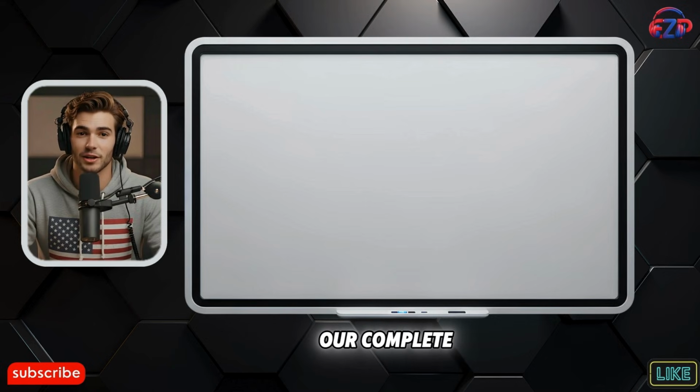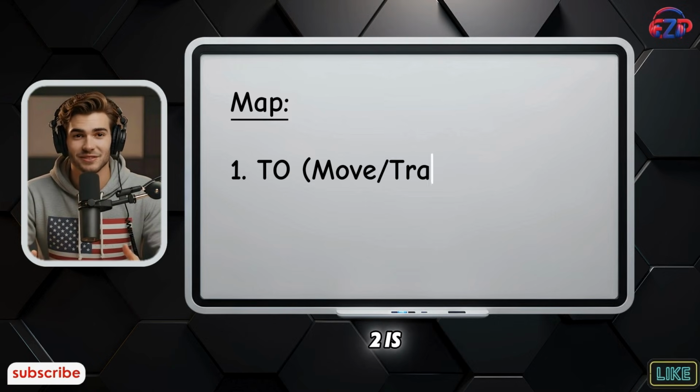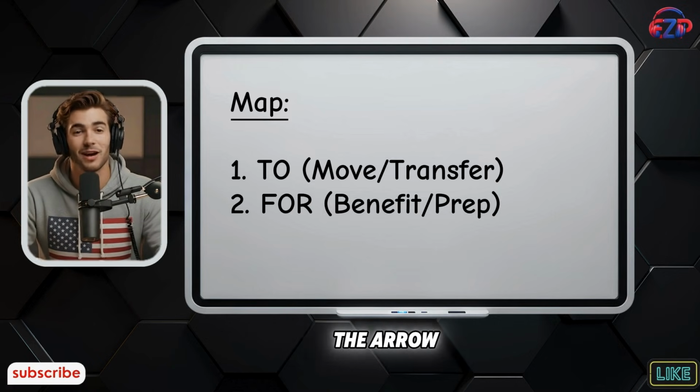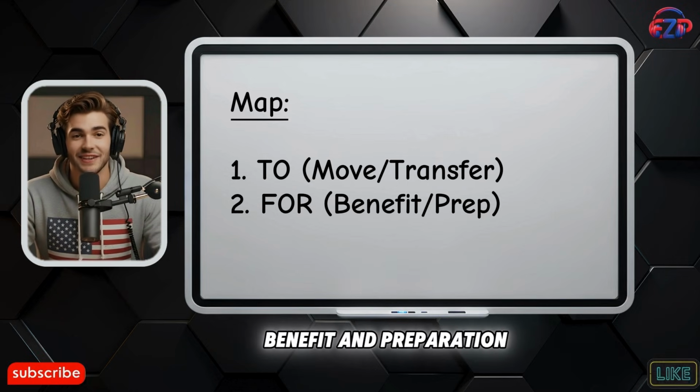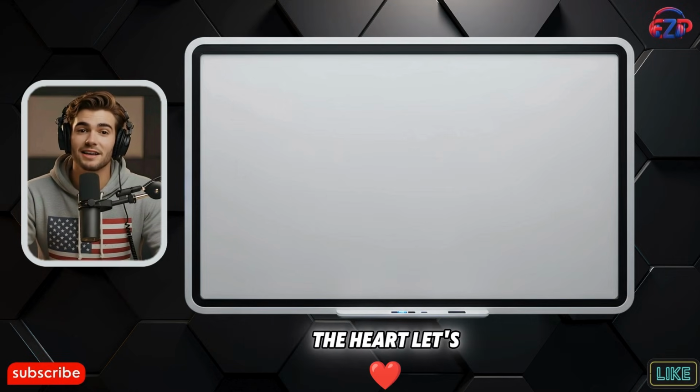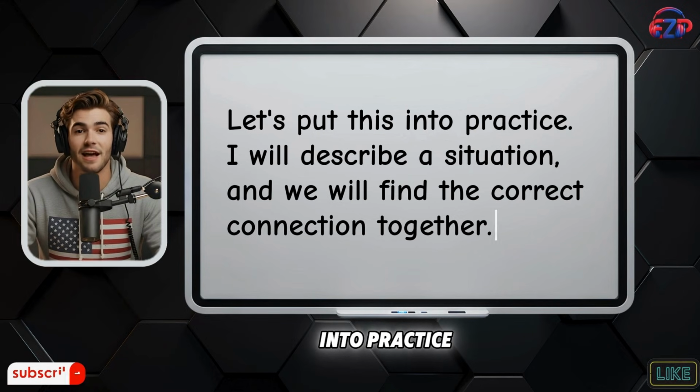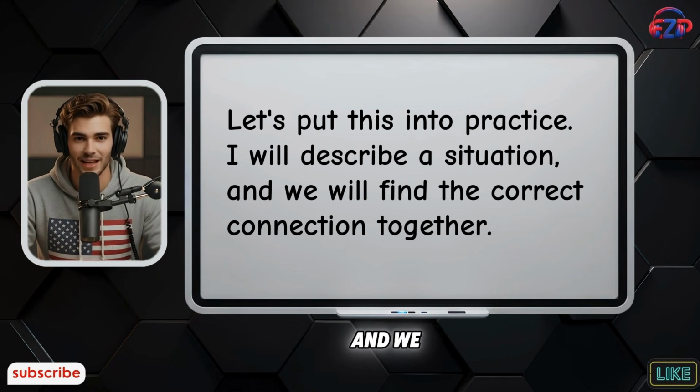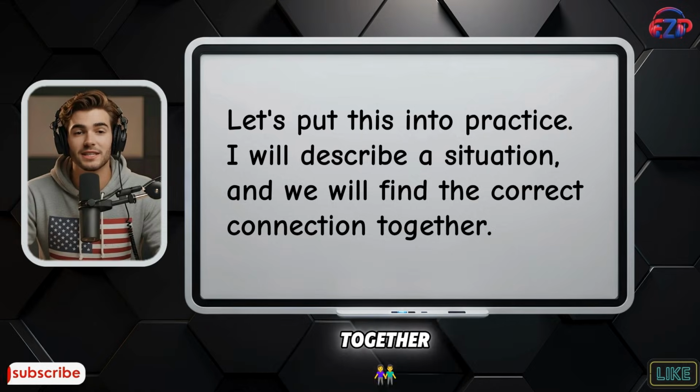We now have our complete map. To is for movement and transfer, the arrow. For is for benefit and preparation, the heart. Let's put this into practice. I will describe a situation and we will find the correct connection together.